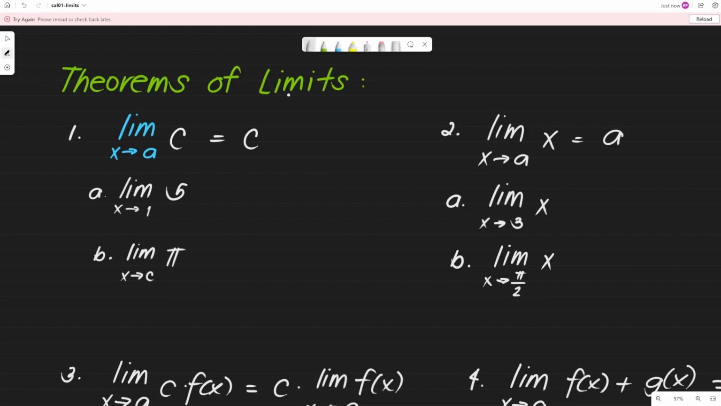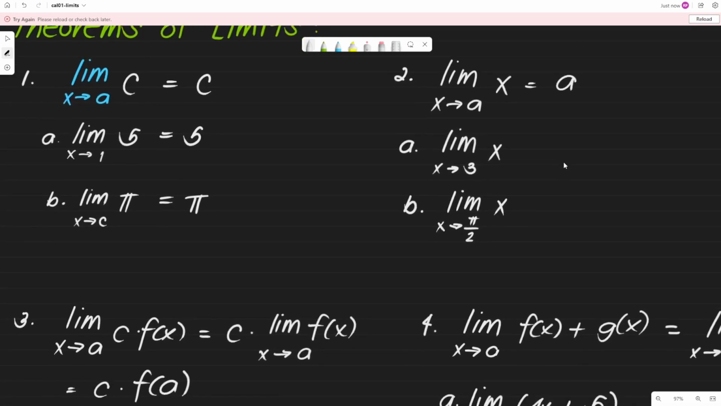So let's say the limit of 5 as x approaches 1 is still equal to 5. Then the limit of pi as x approaches c is still equal to pi. Remember, pi is not a variable but rather a constant, 3.1416 and so on and so forth. That is the value of pi. Next, the second theorem says the limit of x as x approaches a is equal to a. That is the rule we used earlier in solving the limit.